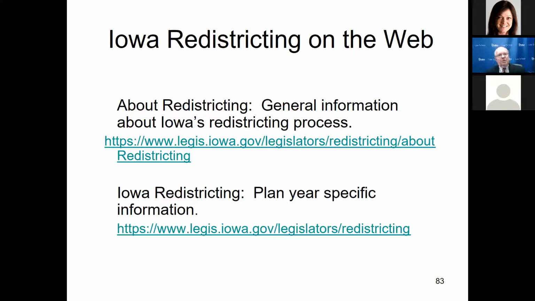Finally, for more information about Iowa's redistricting process, you can look on the Iowa General Assembly website. There are two links. One is about redistricting, which provides general information about Iowa's redistricting process. Another link, Iowa Redistricting, provides plan year specific information. You can see the plans and the reports from 1981, 91, 2001, and 2011, which give you an idea of how redistricting occurred during each of those particular processes. So this concludes my presentation about Iowa's very unique redistricting process.